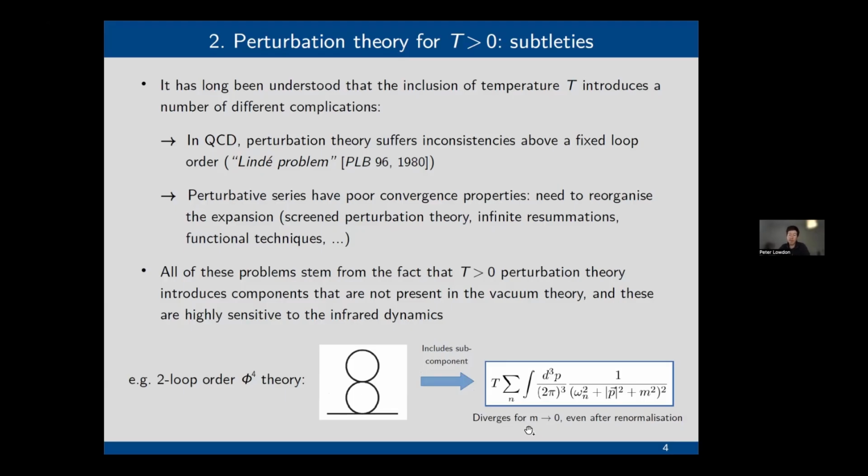And what you find is that even after renormalization, this diverges in the massless limit. So for massless theories, you get infrared divergences even after renormalization, and these don't appear in the vacuum theory. So they're purely caused by introducing temperature into the game. And it's these infrared divergences that lead to resummations. So the idea is that this infinite set of diagrams you resum in order to recover a finite result in the end.